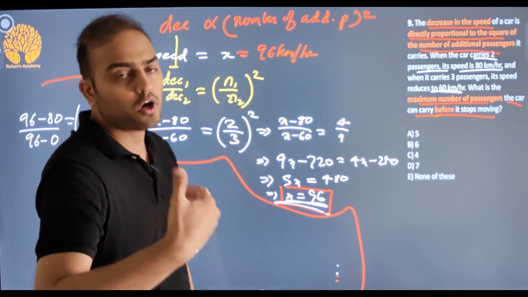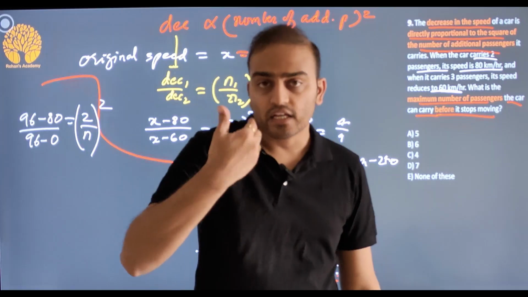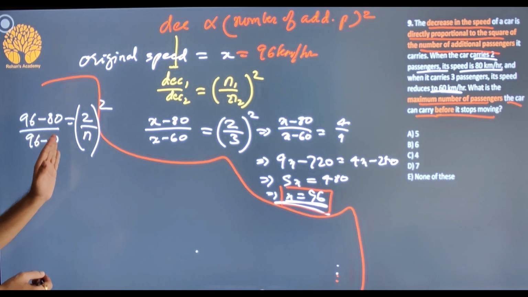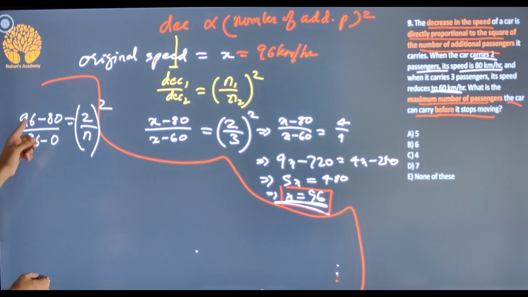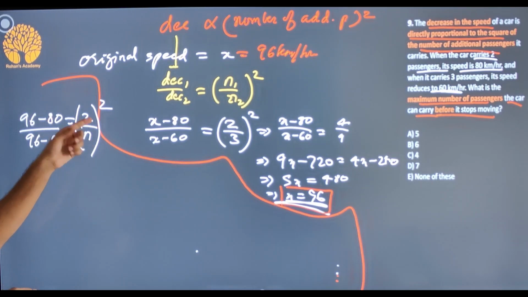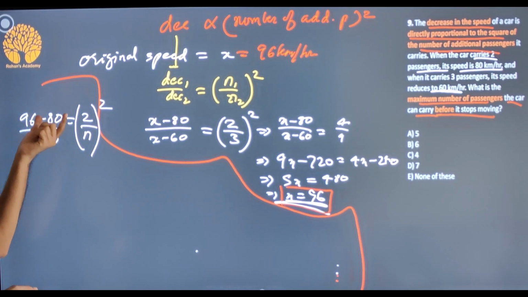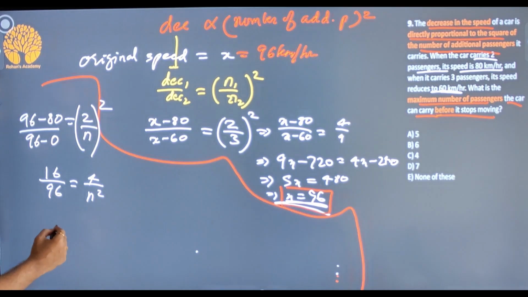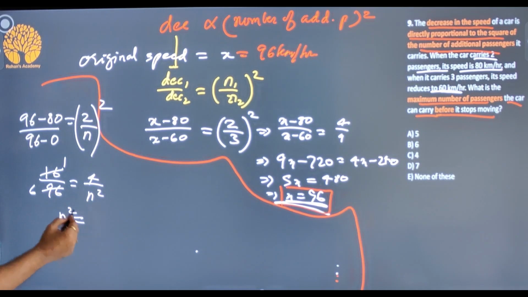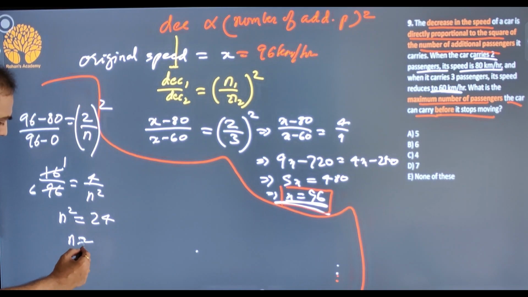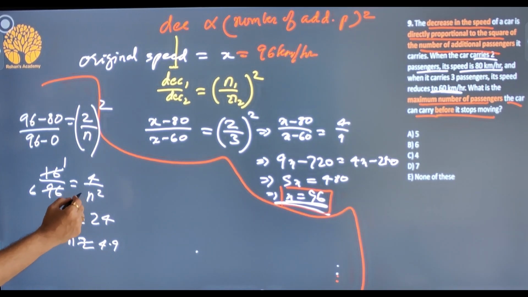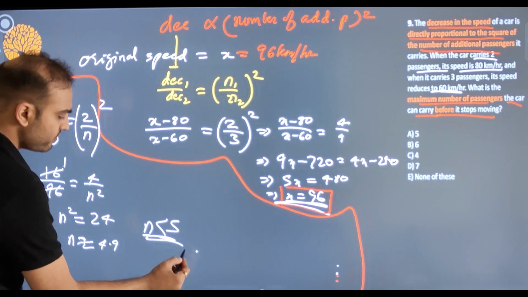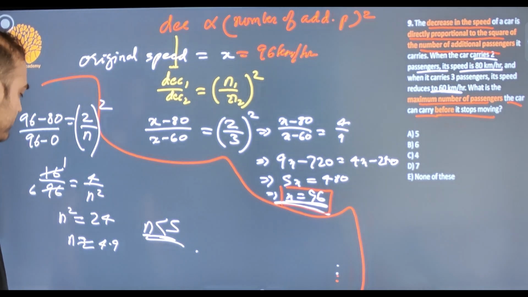Again, for the car to stop moving, the speed has to become 0. If the speed is becoming 0, what is the decrease in the speed? 96 minus 0, the entire 96 has decreased. From the question, when you had 2 members, the decrease was 96 minus 80, 16. So we solve this. 16 by 96 is 4 by n square. n square is 24. n is approximately 4.9. Or if you don't know the square root, no problem. You can simply say n is less than 5, slightly less than 5, correct?